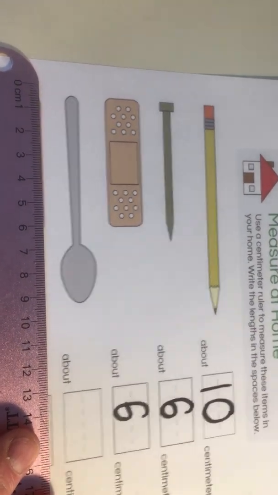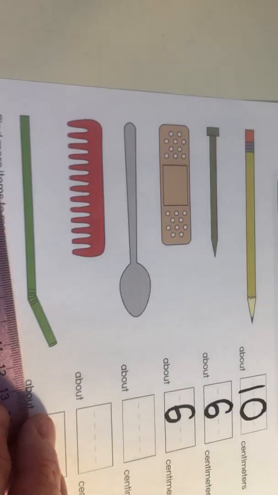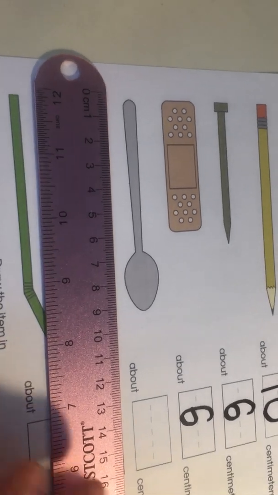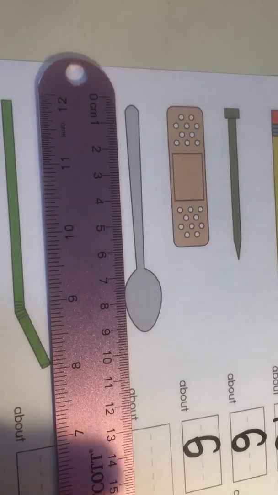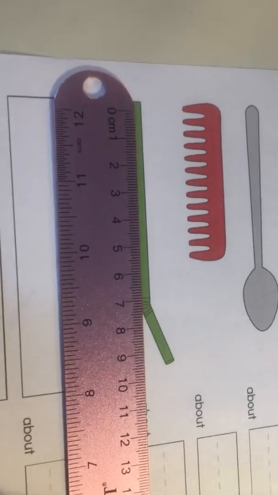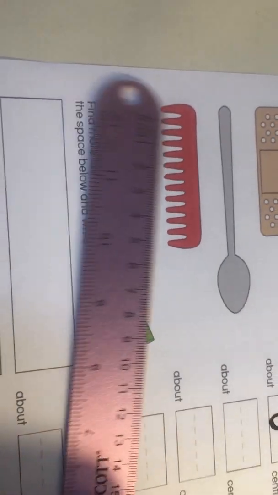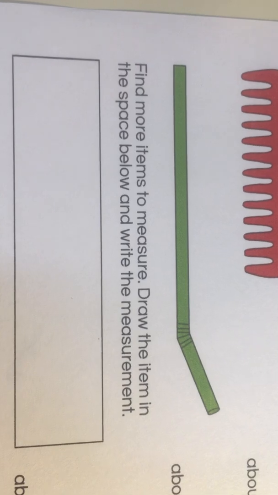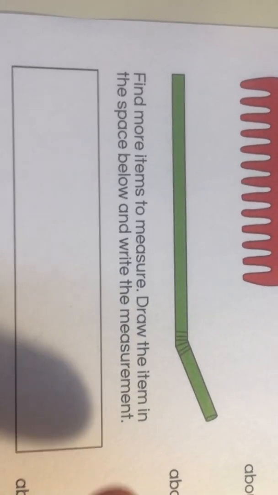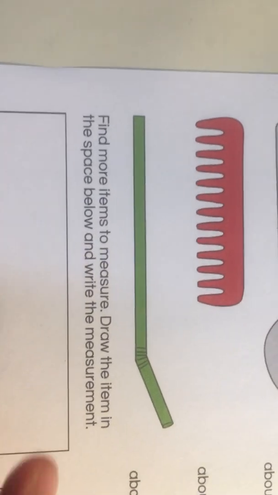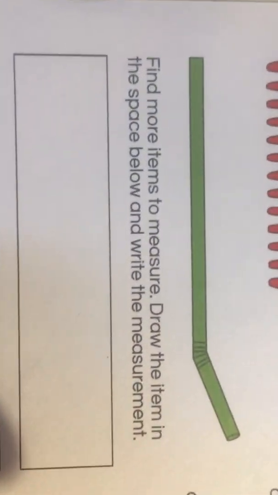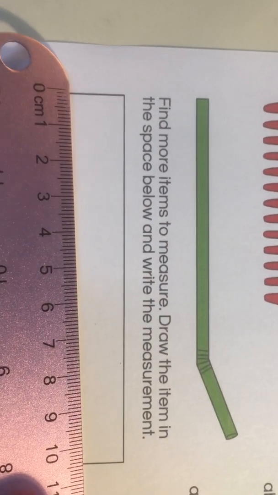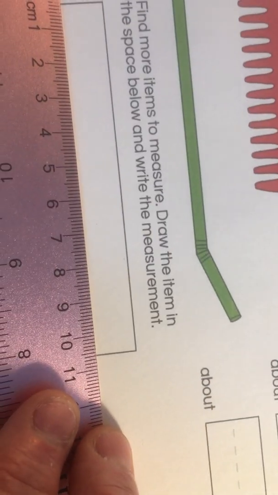All right. So I'm going to let you do the spoon and the comb and the straw on your own. And then at the bottom of the page it says find more items to measure. Draw the item in the space below and write the measurement. So if you want, you can find something and trace it into the space, or you can just draw it, measure it with your ruler, measure twice, answer once.